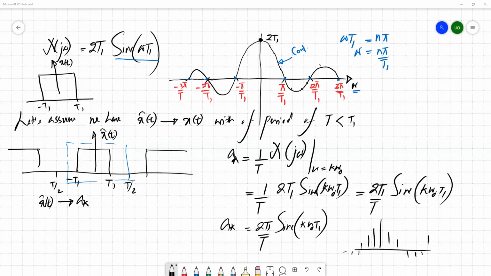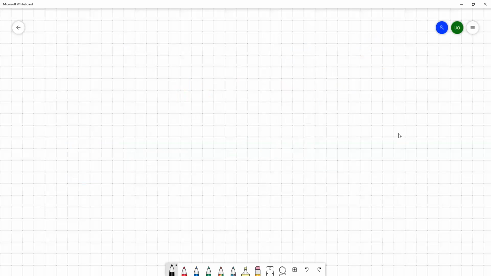Okay, so we'll take another example. The exercise 2 in the slide set. Here it's given that the signal x(t) is equal to e to the power minus a t u(t), where a is greater than 0.